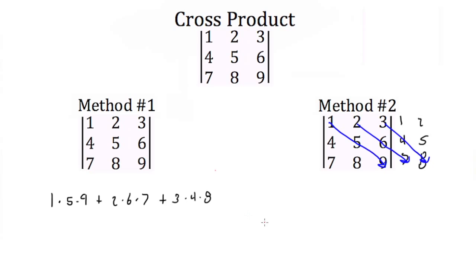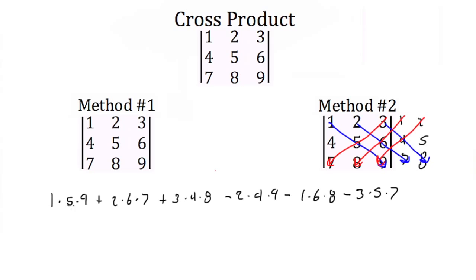Then I go in the other direction and I multiply 2 times 4 times 9, 1 times 6 times 8, and 3 times 5 times 7. But since I'm going in the other direction, I subtract all of these multiplications. So minus 2 times 4 times 9, minus 1 times 6 times 8, and minus 3 times 5 times 7.